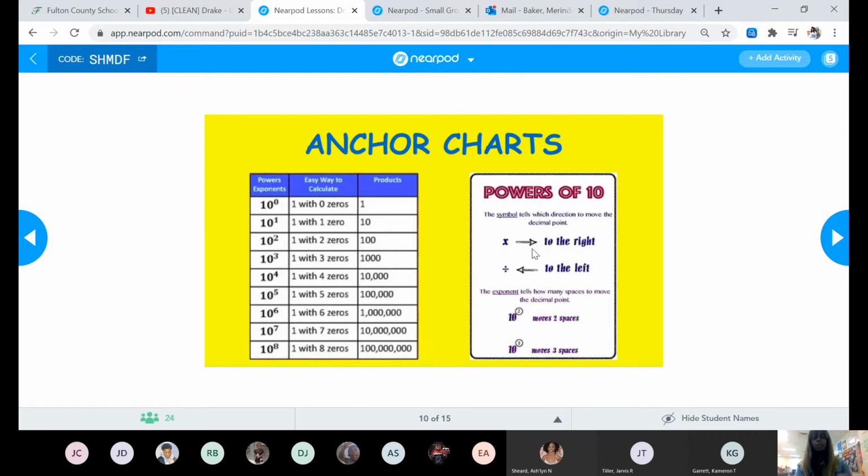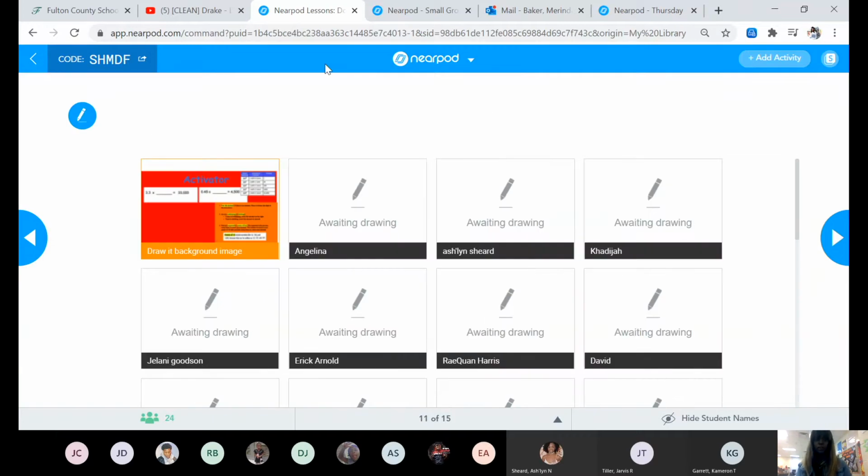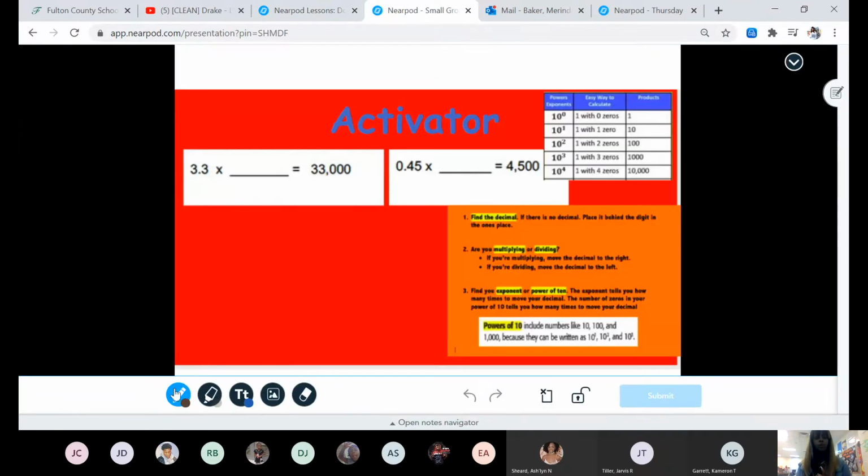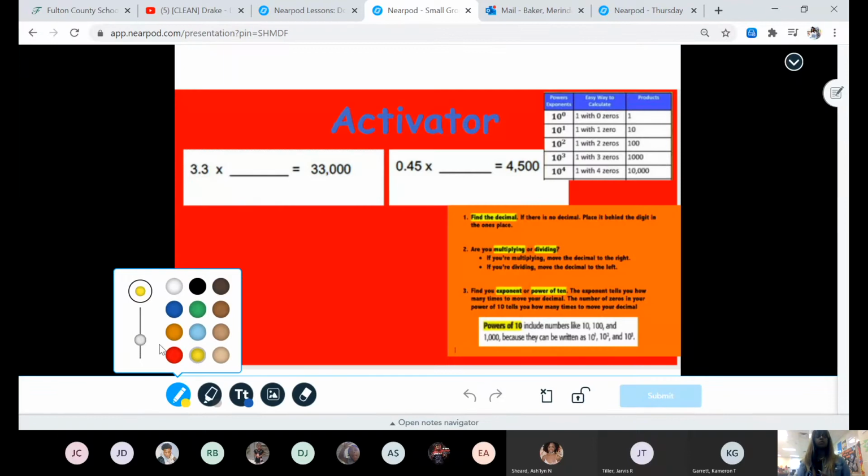When we are multiplying by powers of 10, that means 10, 100, 1,000, 10,000, all we have to do is move that decimal. Either you're going to move your decimal to the right to get your answer, or you're going to move it to the left to get your answer. So now let's practice with our activator. I'm going to do the first one for you all, so I need you sitting up, paying attention, eyes on the screen so you can learn the new skill.